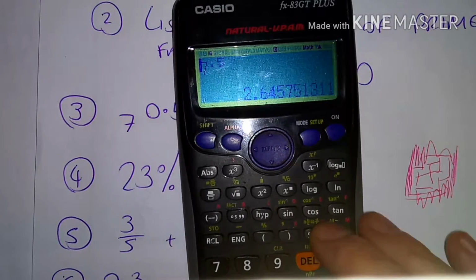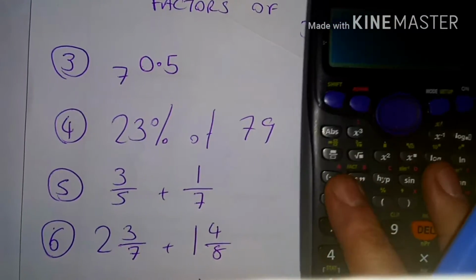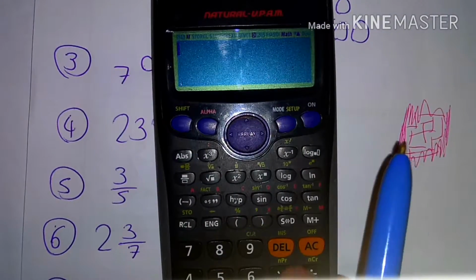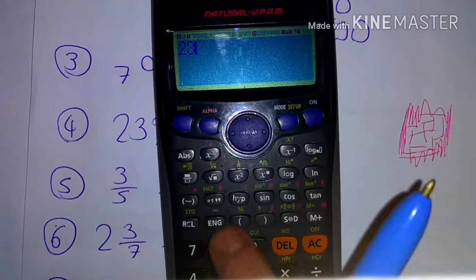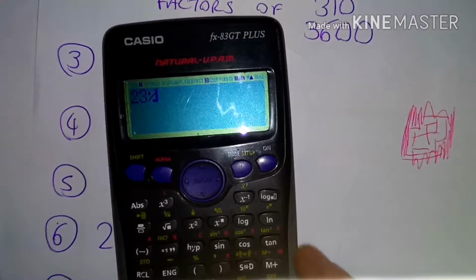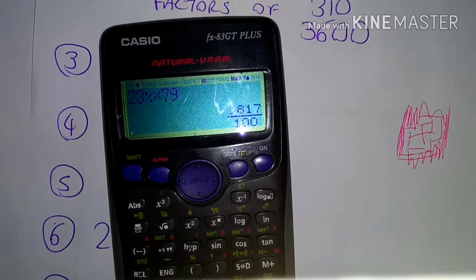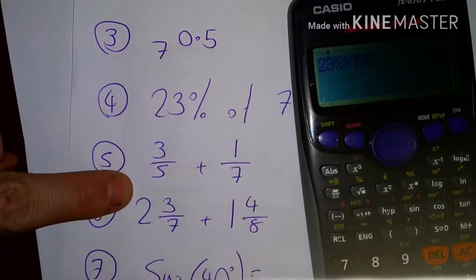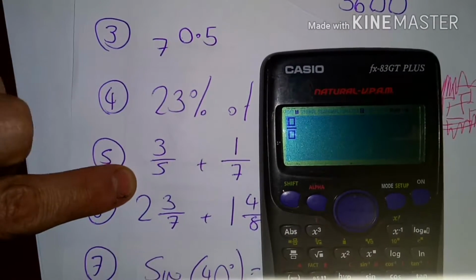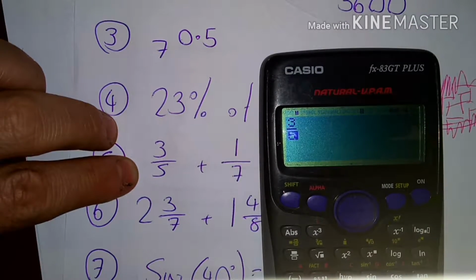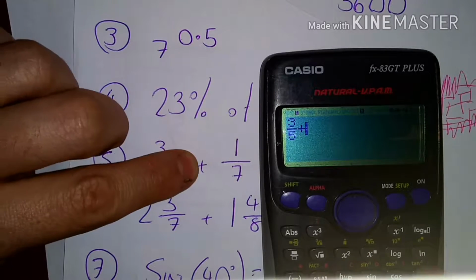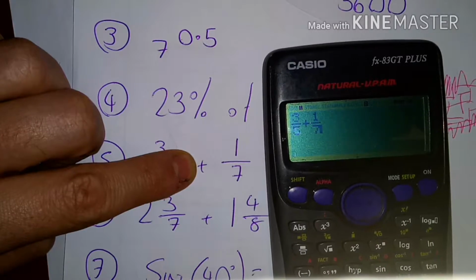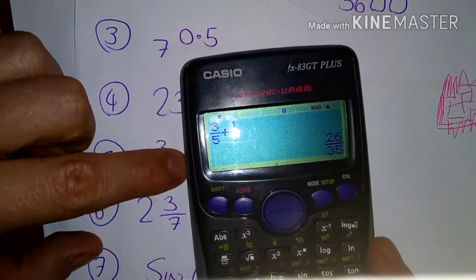Okay. Right, next one I want to do is 23% of 79. Now a lot of people know where that percent button is. Okay, it's up here in front of your brackets. So if I do 23%, of in maths means times, so times 79 equals 18.17. The fraction button, again, is here. So you do 3/5 plus, and again it's there, which is press your fraction button first, 1/7. That'll do it for you. It will make it in its lowest terms.